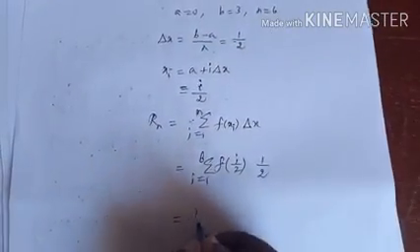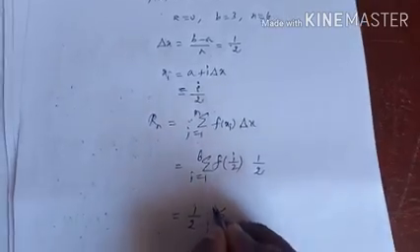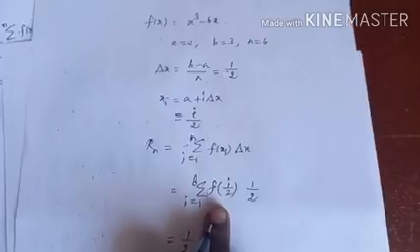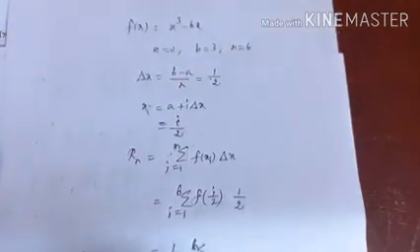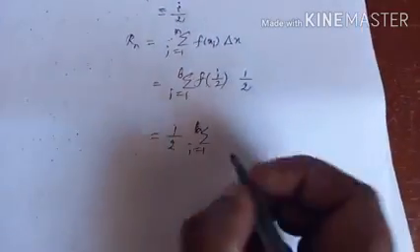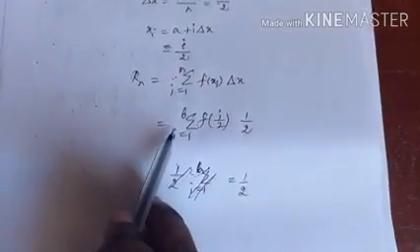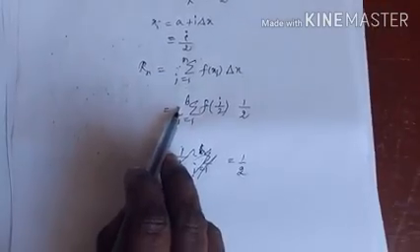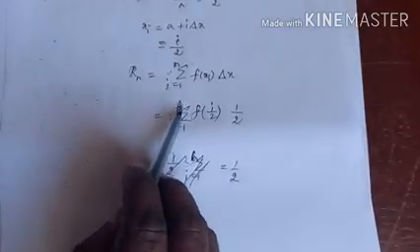You can take this 1 by 2 outside. Summation i from 1 to 6 of f of i by 2. F of x is x cube minus 6x, and we have to find f of i by 2. When i is 1, I remove the summation here. It is not as in the last problem, where n was left as it is, because the number of intervals was not given. But here the number of intervals is given.